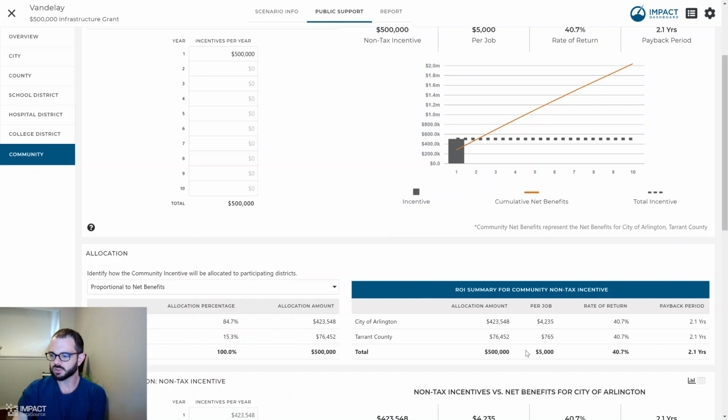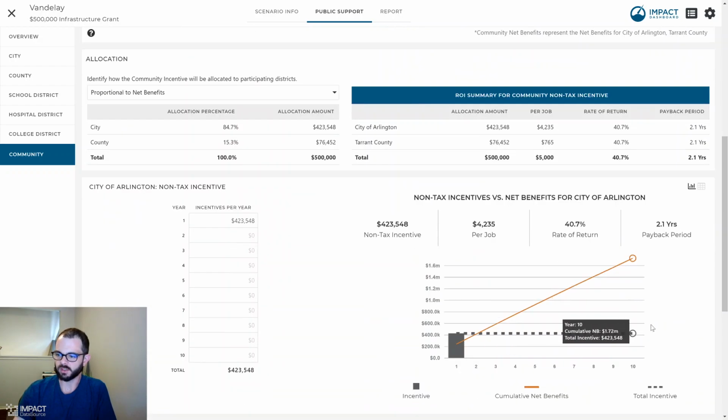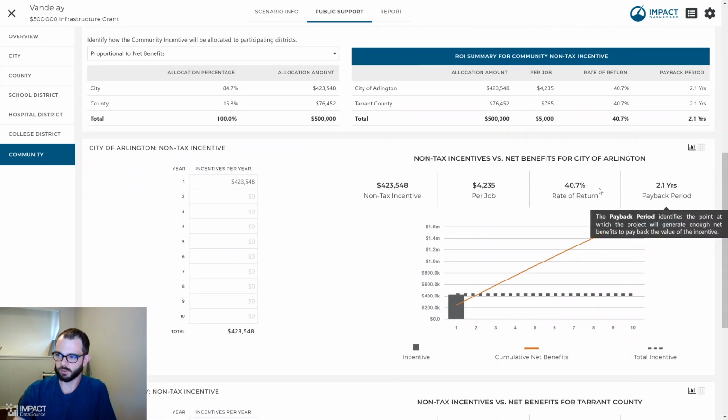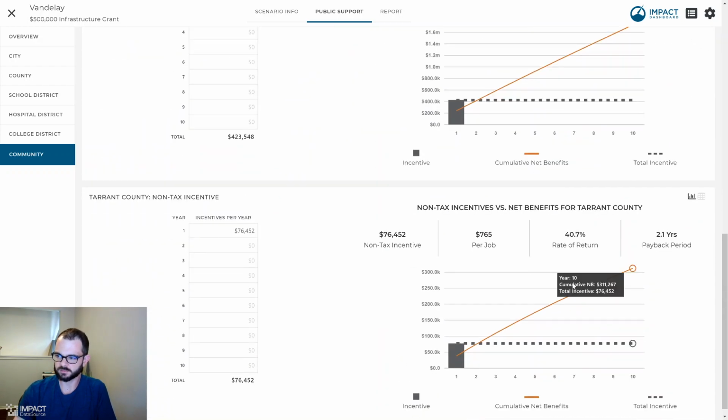And so this means that Arlington is being quote unquote allocated, or they are the ones providing, so to speak, $423,000 of the $500,000 incentive. And we can see what that looks like here as well, so that we're equalizing this rate of return in this case.